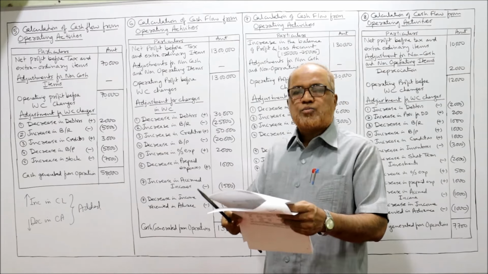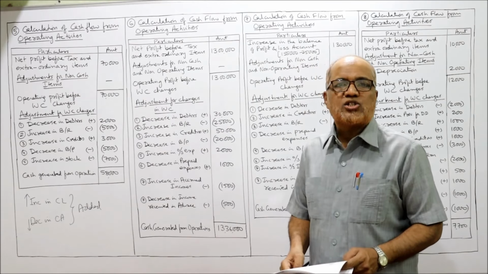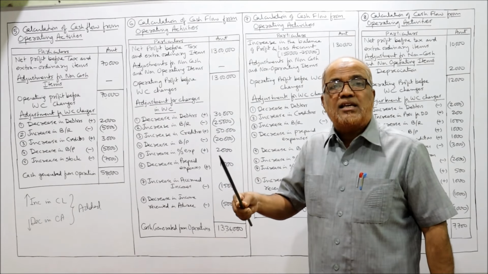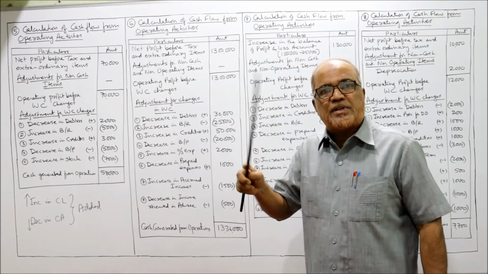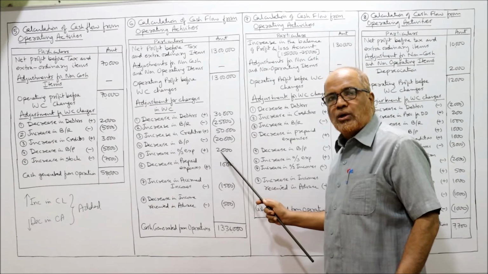Now outstanding expenses is also a current liability. Last year 10,000, current year 12,000. Increase in outstanding expenses is added. Increase in outstanding expense, add 2,000.